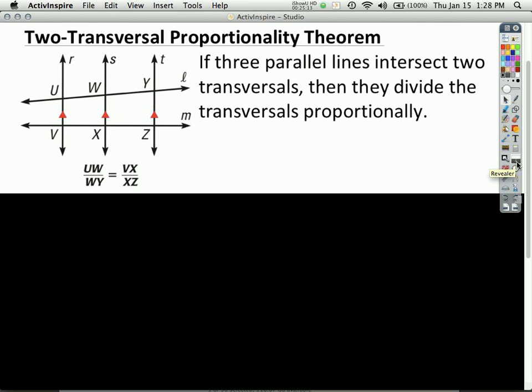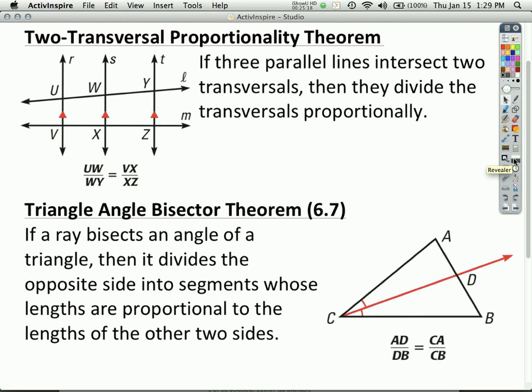So the first three theorems all kind of get wrapped together. The fourth one has a different name than what's on your cheat sheet, so I need you to adjust that right now. And it's called the triangle angle bisector theorem.